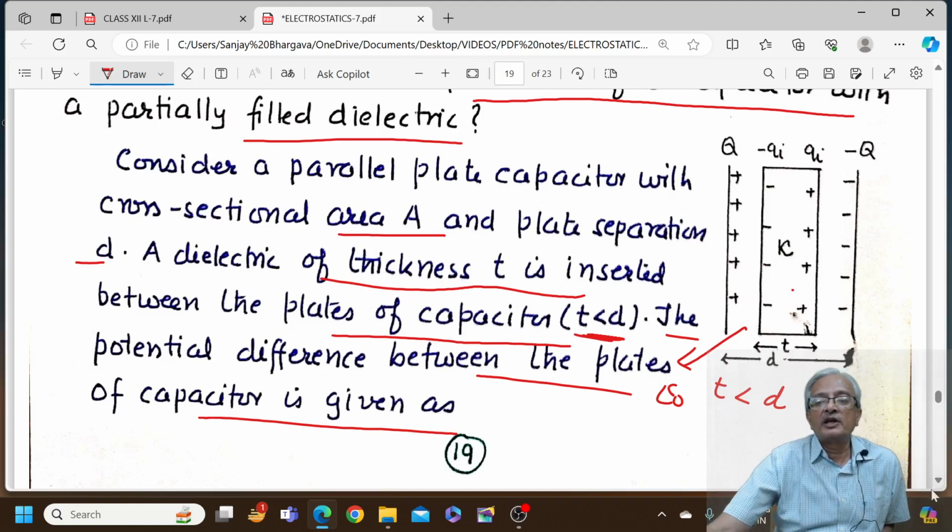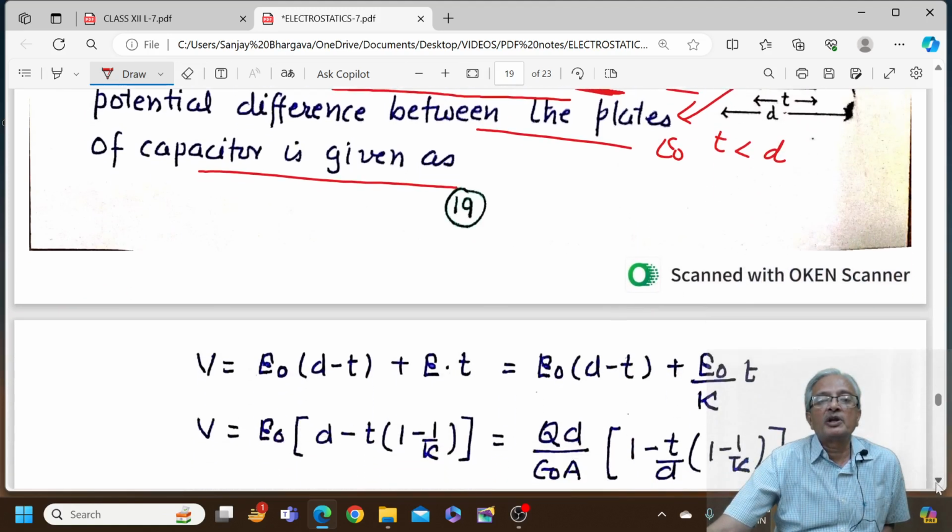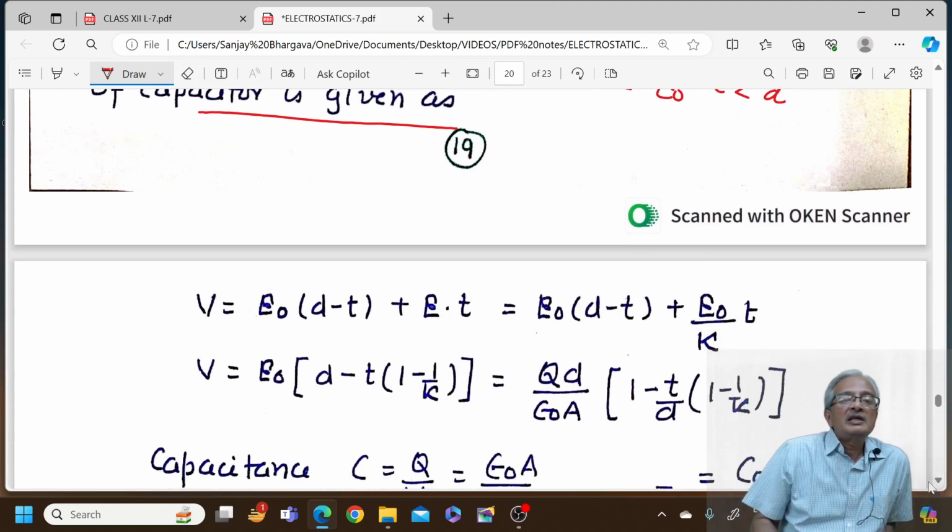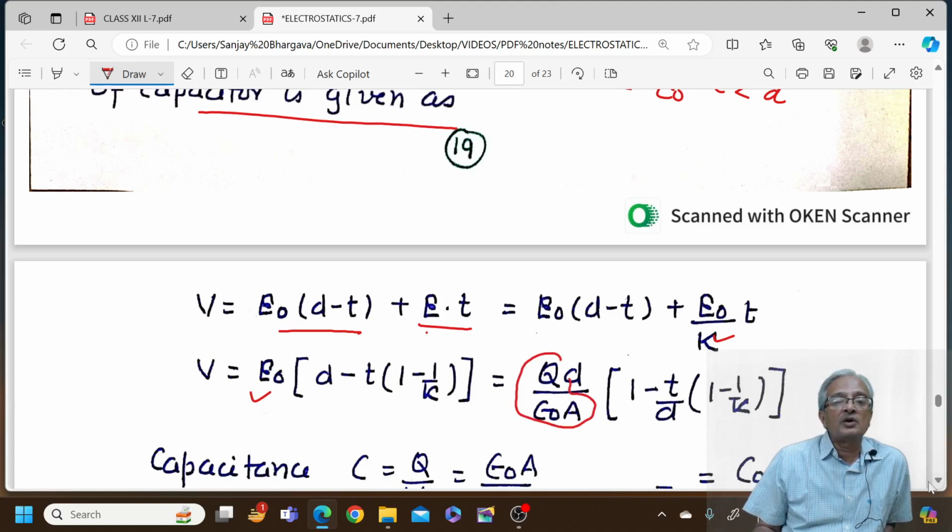So let us calculate the potential difference, and the potential difference would be given by E0 into the distance (D minus T) plus E times T, and what is E? E is equal to E0 by K. So it can be written as E0 (D minus T plus T by K), that is E0 (D minus T into (1 minus 1 upon K)), and writing the value of E0 as Q upon epsilon 0 A. Taking D common, I get (1 minus T upon D into (1 minus 1 upon K)).